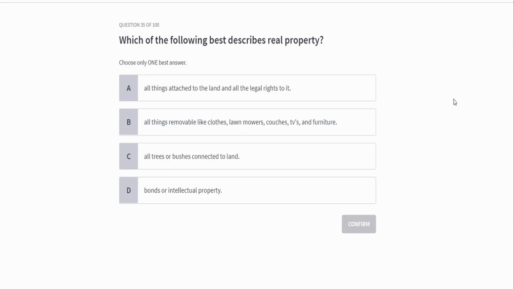All right, next, 35. Which of the following best describes real property? It gives us four options. A, all things attached to land and the legal rights to it? B, all things removable, like clothes, lawnmowers, couches, TVs, and furniture? C, all trees or bushes connected to land? Or D, I'm sorry, there's a D, bonds or intellectual property. So, like usual, come up with your answer. Here's some time for you to figure it out.